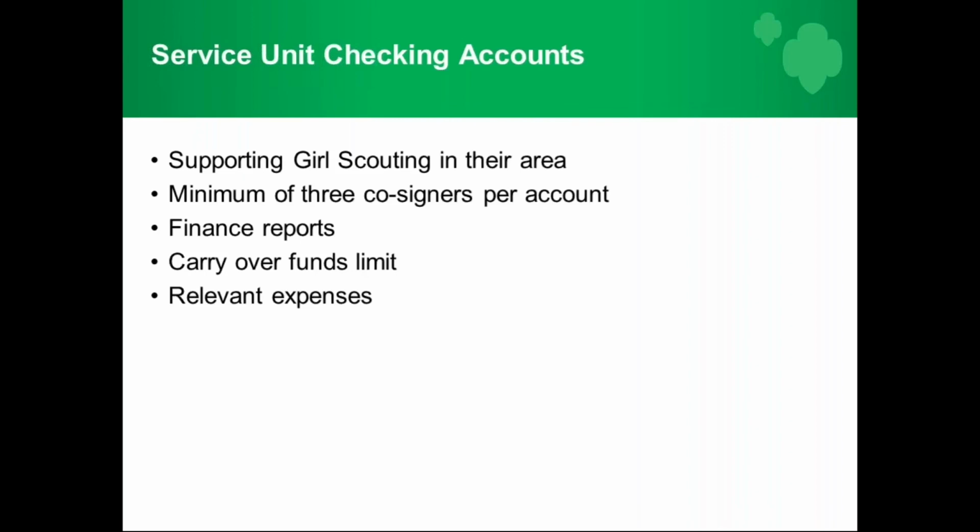Some examples of appropriate service unit expenses include annual membership registration fees for girls and volunteers who require financial assistance, service unit events, encampment and ceremony expenses, financial support to new troops, Girl Scout program supplies, service unit administrative expenses, such as postage, post office box, or copying, adult awards and certificates. Please refer to Chapter 5 of Volunteer Essentials for a complete list of appropriate expenses. Inappropriate or non-related expenses might include personal expenses for adult volunteers or financial support to girls or volunteers for non-Girl Scout activities.